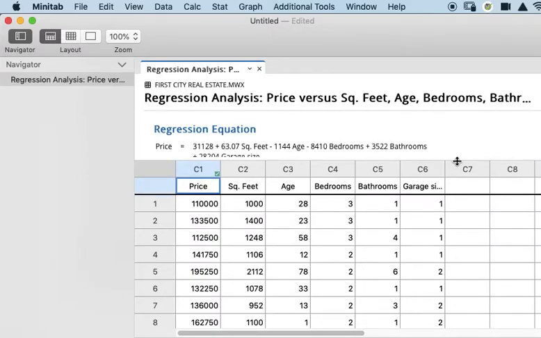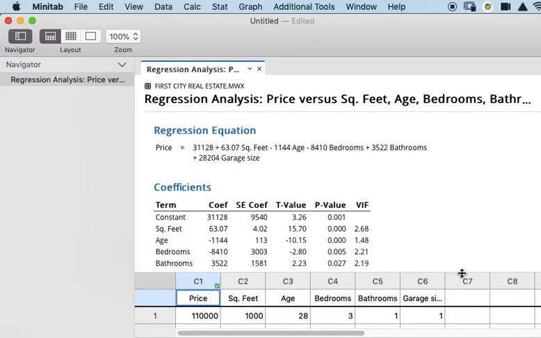And here's what we got. We have our regression equation here. So price equals, and then we have the constant term, $31,128 plus 6,307 times the number of square feet minus 1,144 times the age, etc. So square footage is x1, this is x2, x3, x4, and x5. So when I go to write that down, I'll use those variables instead of the words.